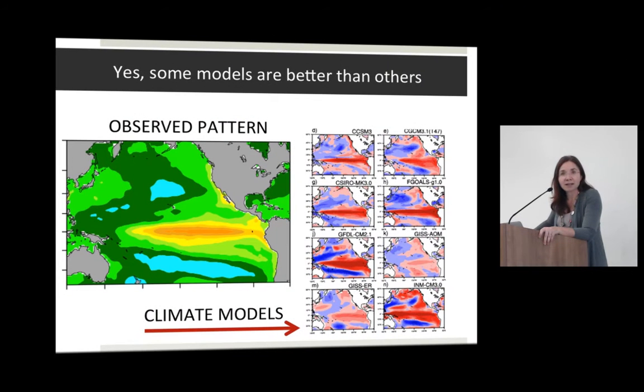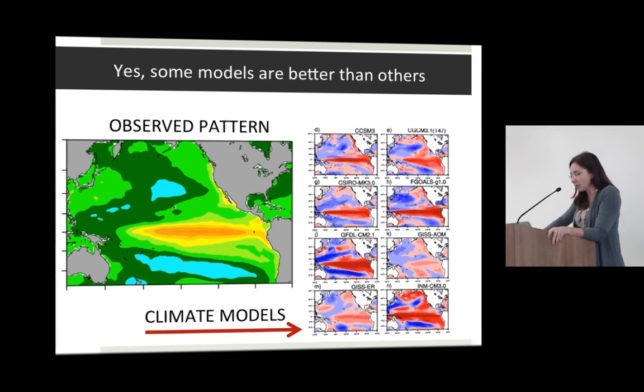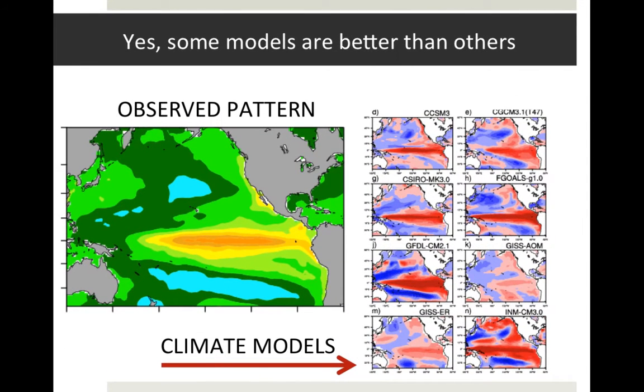This is simply the observed pattern of sea surface temperature during winter during an ENSO event. And then over here on the right-hand side, you see a bunch of CMIP3 models with their best ENSO pattern. What do we see? Well, they all get an ENSO, that's good. That's actually pretty cool, right? Because you don't put El Nino into a climate model. What you put into a climate model, you put all the physics.